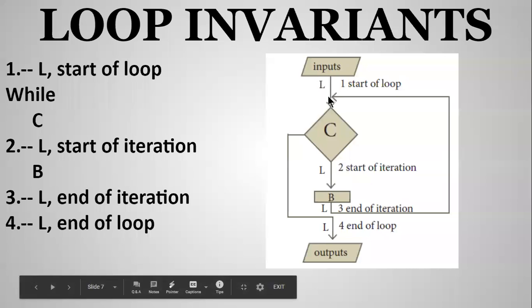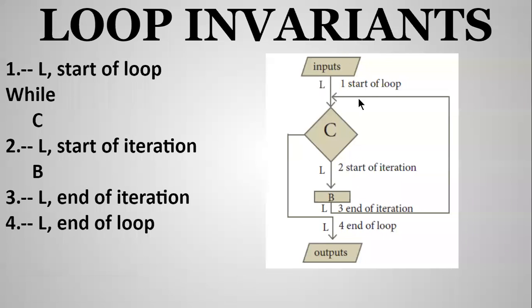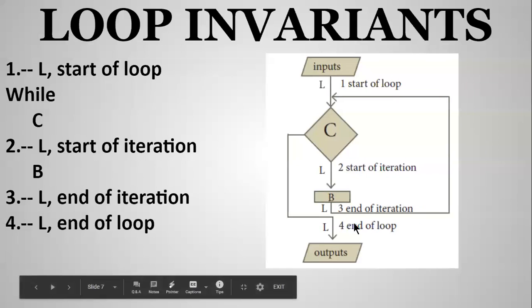Before checking the condition is called the start of the loop. Entering the loop, if the condition is true, you start executing the statement, and that is called the start of the iteration. After executing the statement inside the loop, that is the end of the iteration, and you go back again and check the condition. If true, you continue. If it is false, you come out of the loop. That you call the end of the loop.